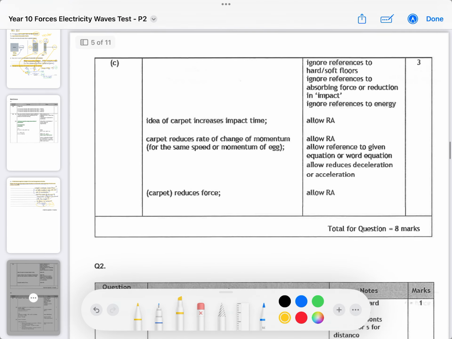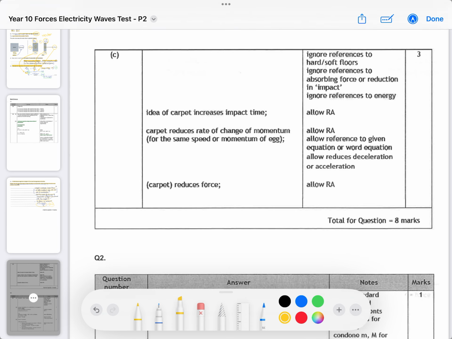Remember, if you find these videos useful, here's the mark scheme. I'll let you stop the video and have a look at it in case you've written it in a different way. So each of these points is 1 mark.